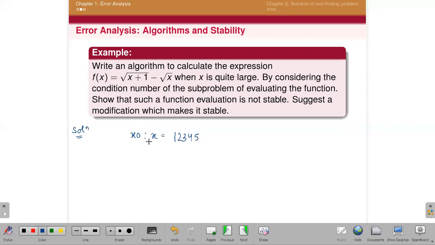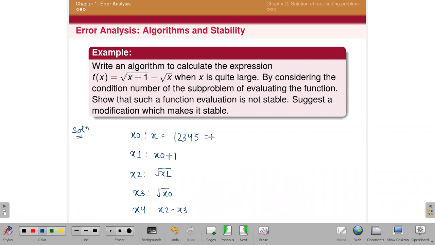So x naught is 12,345. The second step, x1, will be x naught plus 1. Then x2 will obviously be root of x1. Then in the next step, x3 is root x naught. Then in the last step, you have to take x2 minus x3.